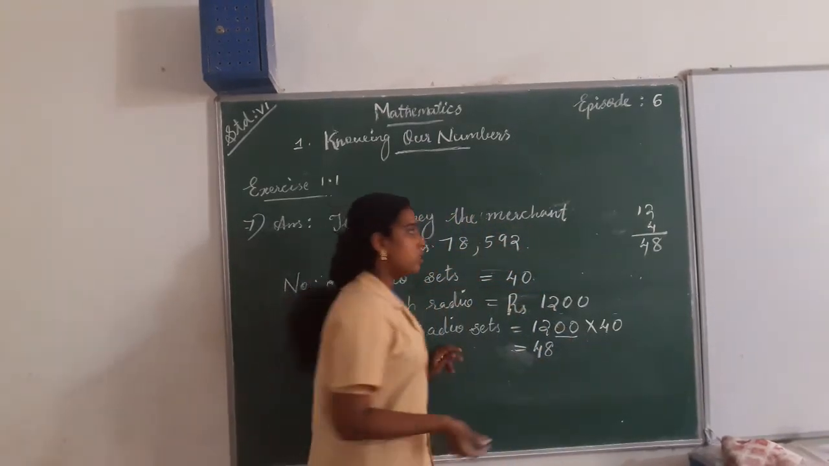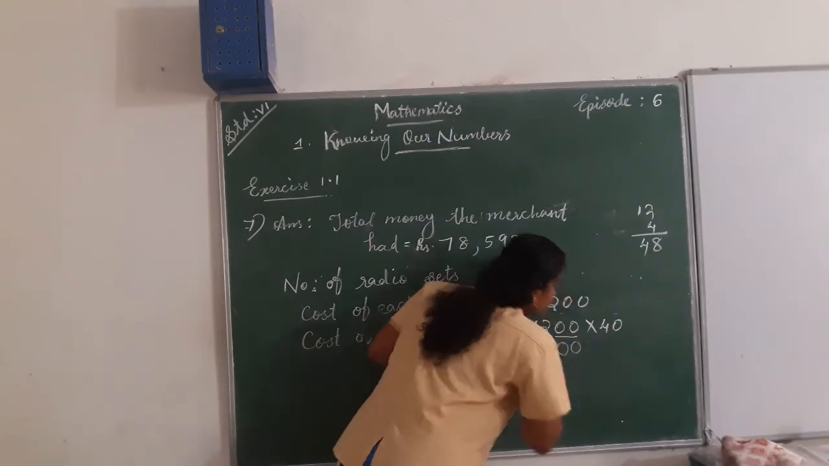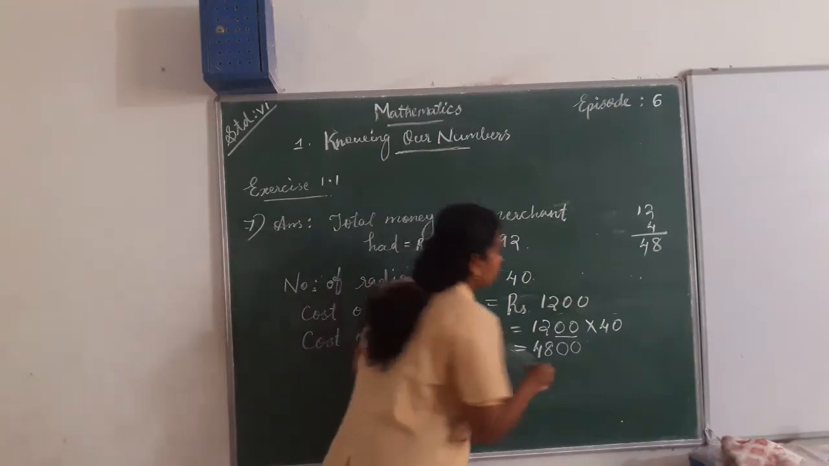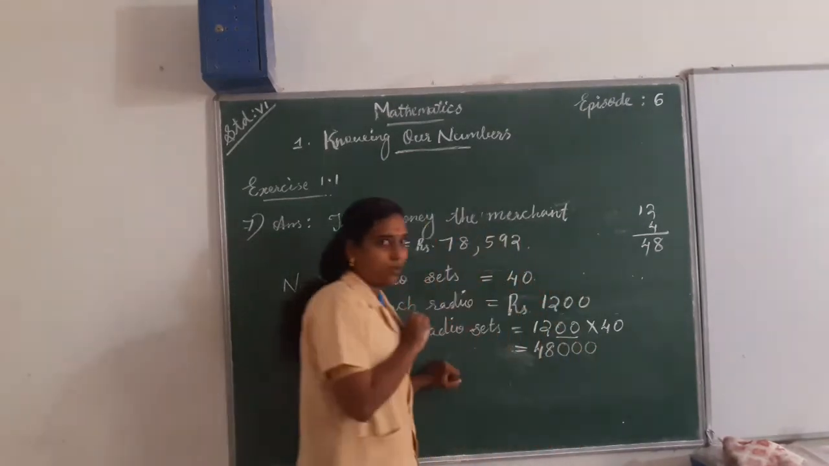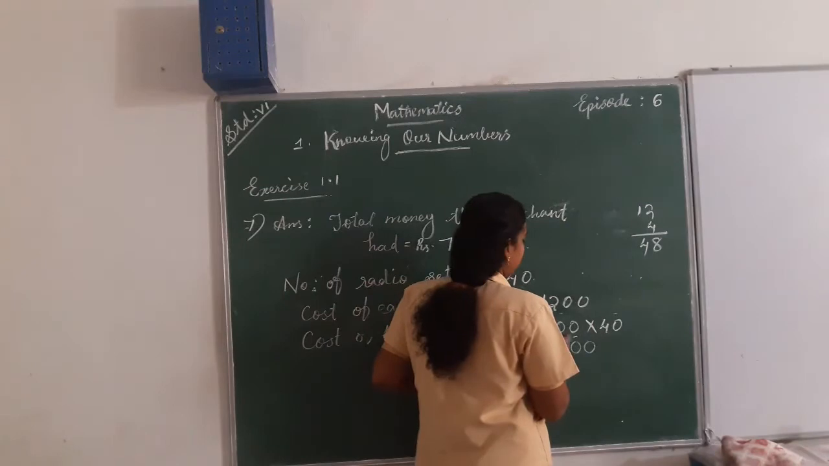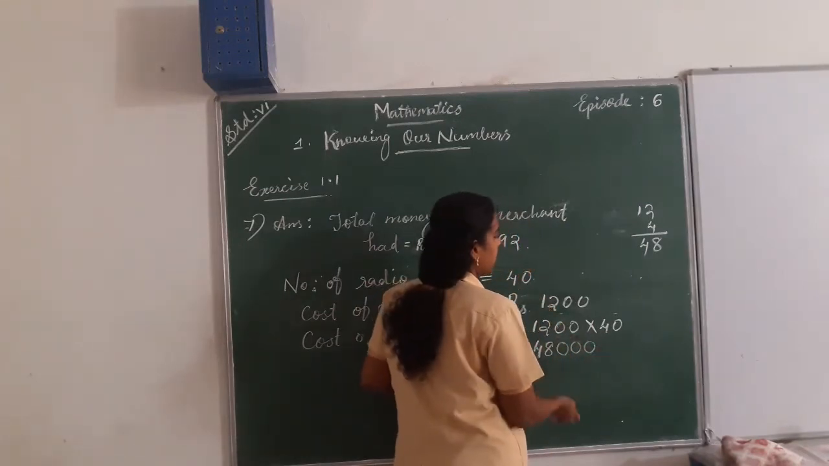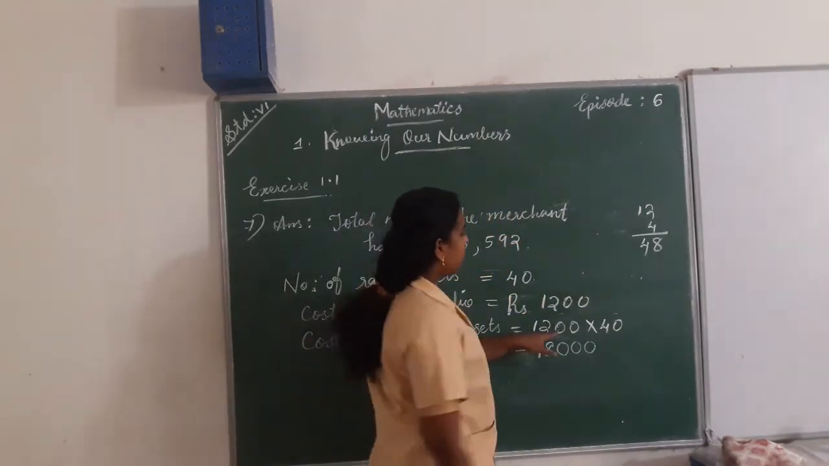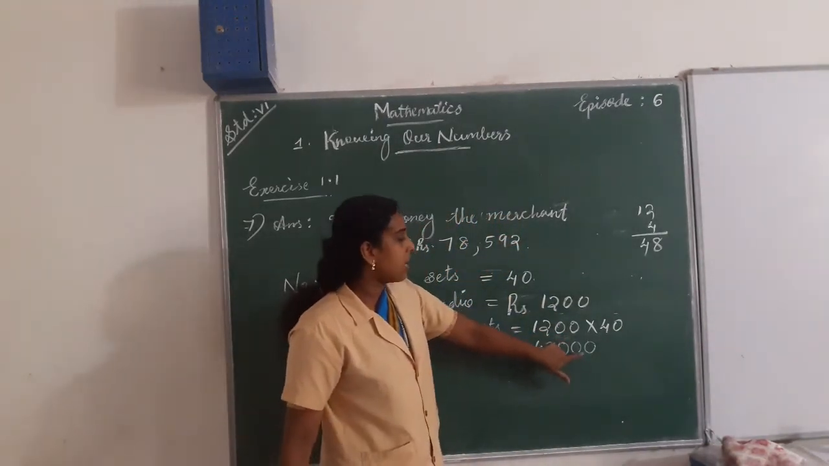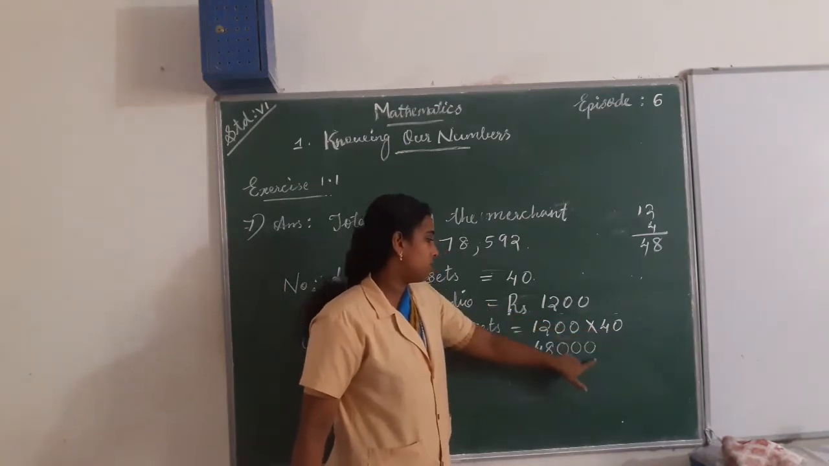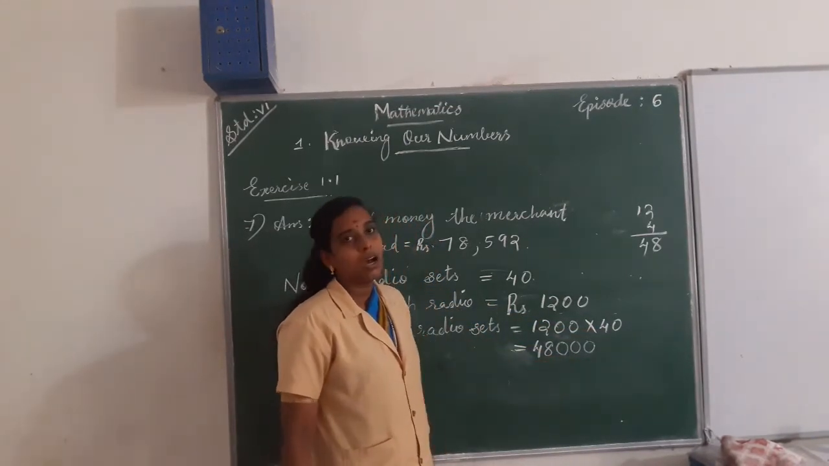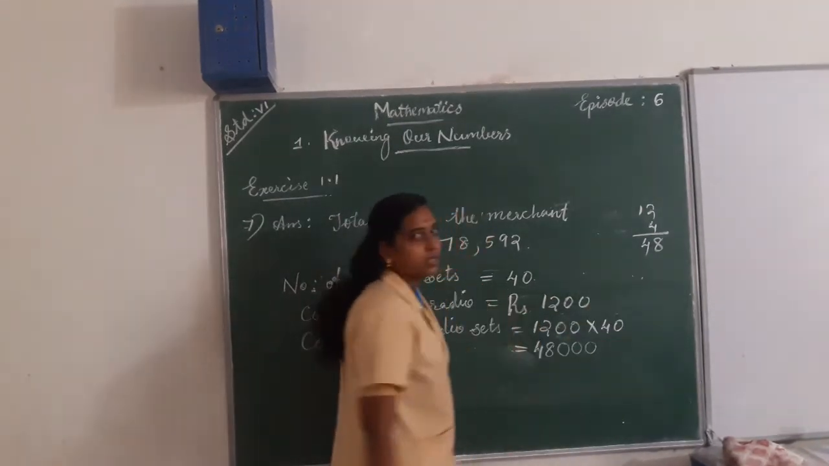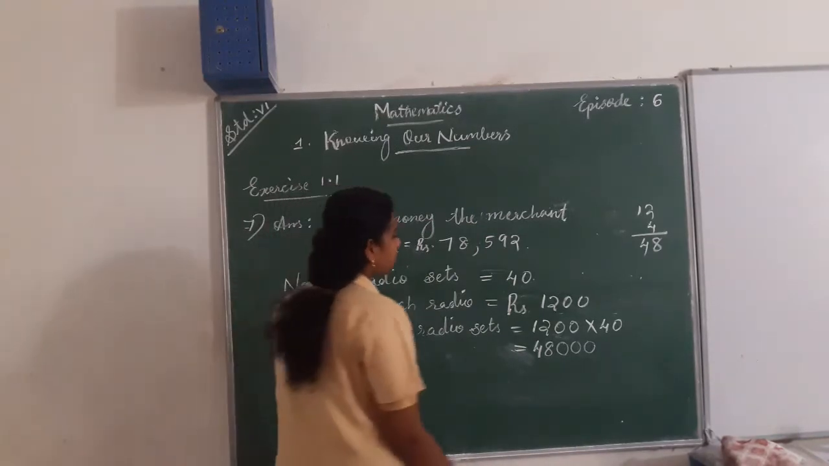And in 1200 there are 2 zeros. So we put here 2 zeros. And in 40 there is another 1 zero. So we put 1 zero here. In the two numbers there are 3 zeros, so we put 3 zeros in the answer. First we multiply 12 into 4 and we apply the number of zeros in this question. So we get the answer.